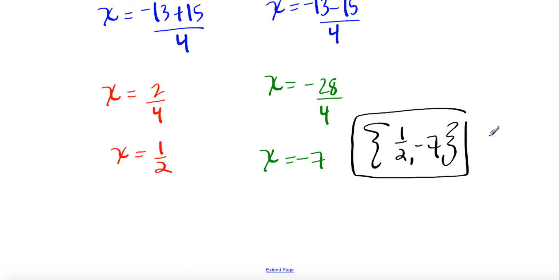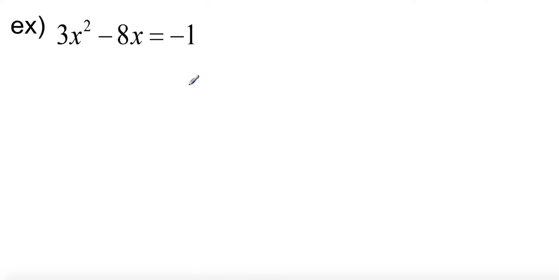Let's try one more with the quadratic formula. Looking at this example, we have 3x squared minus 8x equals negative 1. Again, this one is not in standard form. We want it equal to 0. So we need to take this minus 1, move it across the equal sign to the left, and it changes signs, leaving us with 3x squared minus 8x plus 1 equals 0.